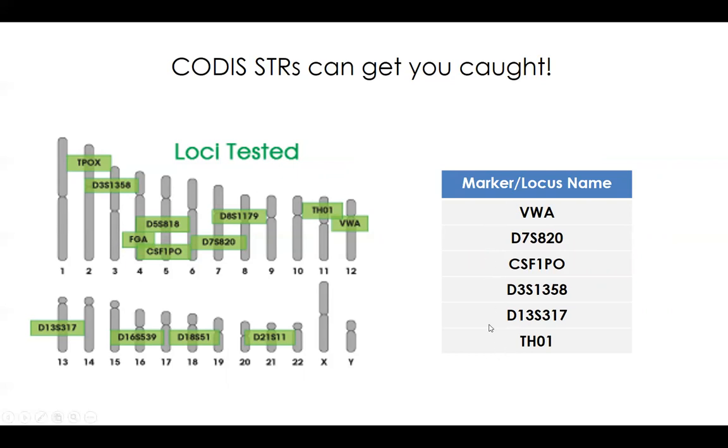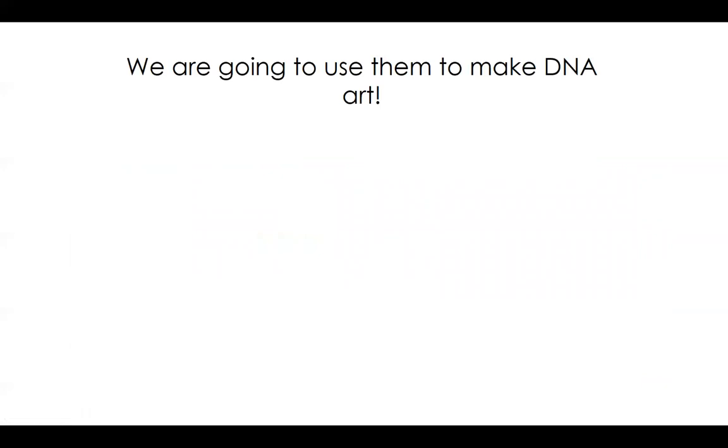I have this list available to you in your printed and posted protocol. So you can see we'll be using PWA, we have the D7S820, some of these other markers you can see here, the D3, D13. We're only going to be using 6, but you can get an idea visually where these would be in the genome. Again, these are CODIS markers. They can get you caught if you're on the wrong side of the FBI, but that's not how we're going to be using these. What we're actually going to be doing is using them to make DNA art.